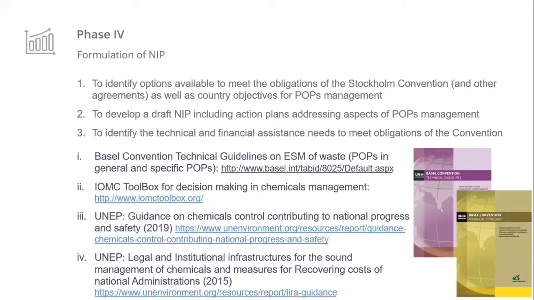And there are guidances on this also. Some of the Basel guidances, some of the IOMG toolbox guidances, UNEP guidances, and the UNEP's LIRA guidance, legal institutional infrastructure for sound management of chemicals, and measures for recovering the cost of the national emissions. These are very important guidances available, and they can be accessed from the convention website only.